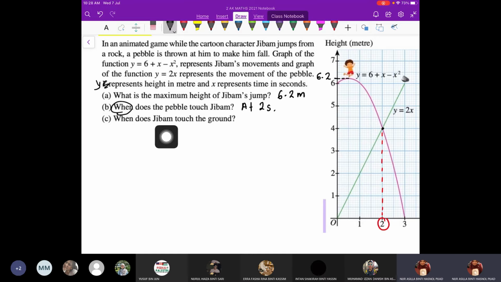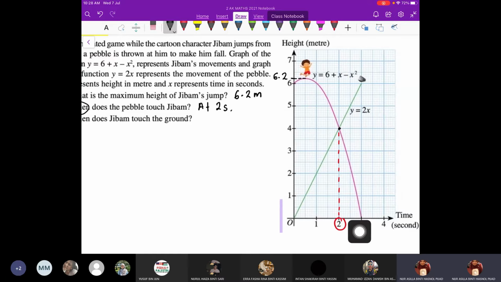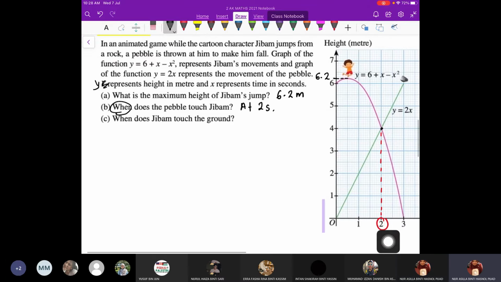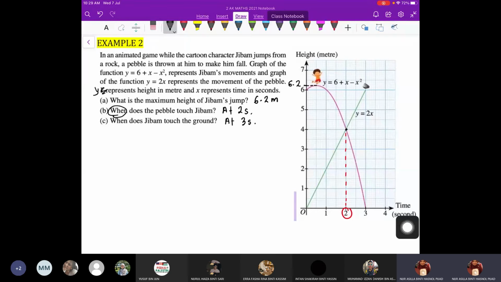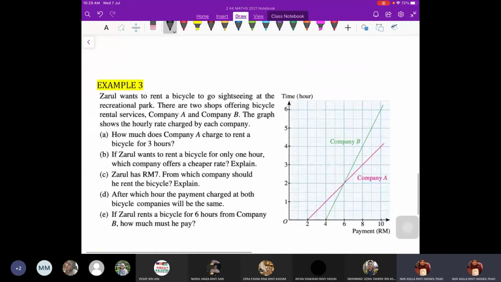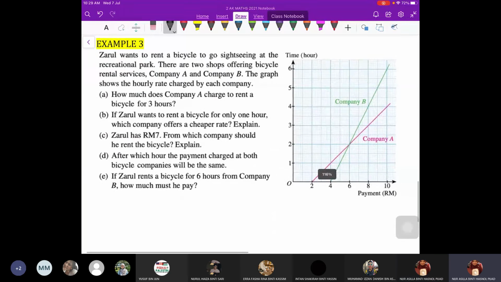Okay, see, when does Jibam touch the ground? Bila dia kena ground. So tengok ground mestilah bila mana height itu adalah kosong. Barulah ni tanah. Okay, bila? So kita tengok x-intercept. So at 3 seconds. So Jibam ni lompat 3 saat saja. Okay, daripada 6.2 meter paling tinggi. Dia 6, dia naik tinggi sikit. 0.2 meter, kemudian dia turun. Okay, so semuanya mengambil masa 3 saat. So maksudnya Jibam ni dia mesti berada dekat di atas sesuatu dan dia loncat turun. Okay, so begitu sahaja. Simple kan? Okay, so sebab itulah teacher tunjukkan satu lagi example 3. Ini kena fikir sikit.